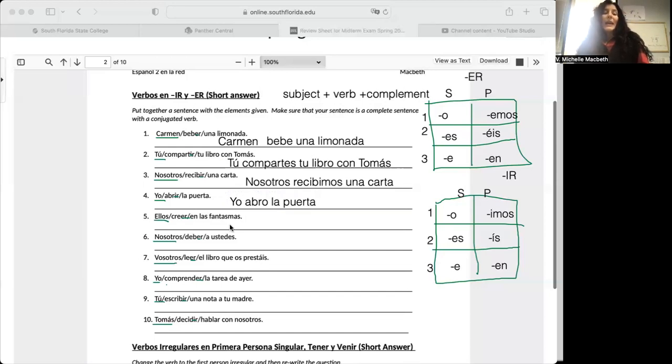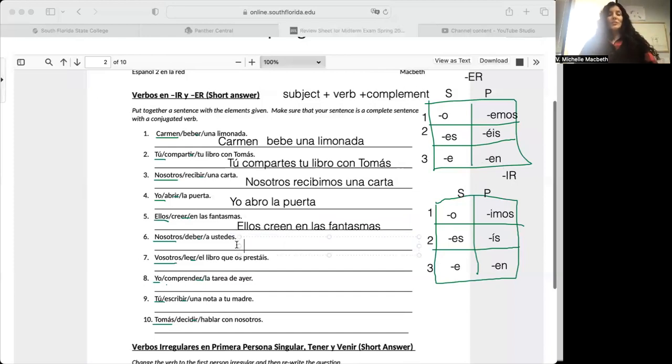Okay. What is the subject? Ellos. What is the verb? Creer. So we have to take off the ER, right? So cre. And what is the ellos form of creer? It is going to be creen, right? ¿No? En los fantasmas. Fantasmas is ghosts, ¿no? Okay.